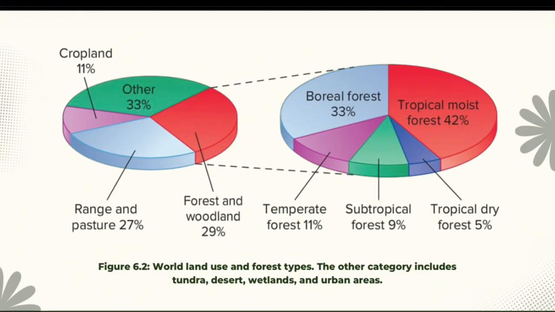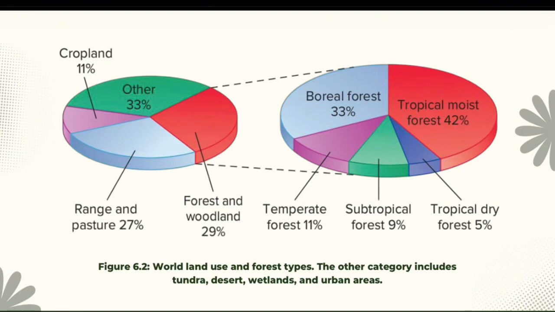Now let us look at this figure. This chart shows how land is used around the world and what kinds of forests we have. Let us go through it simply. First, let us look at the left pie chart about world land use. We can see that forest and woodland cover 29% of all land.